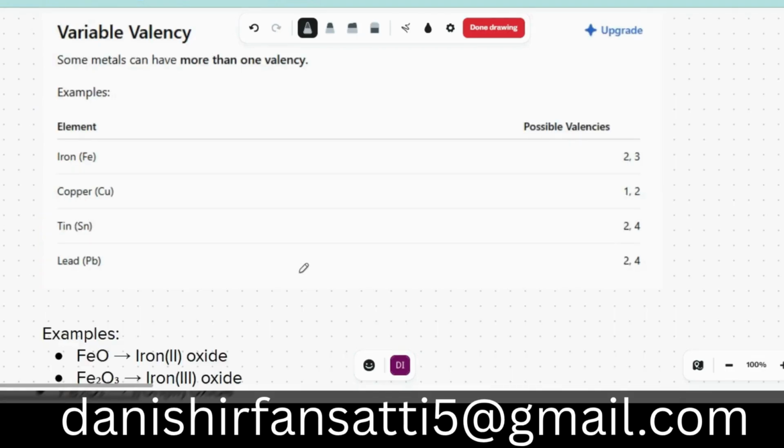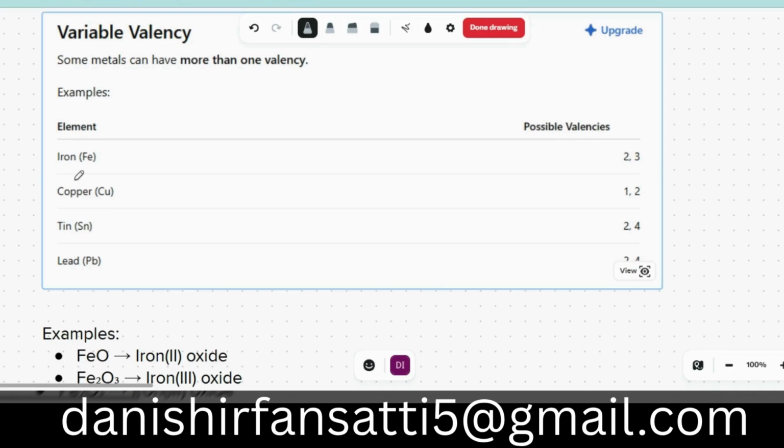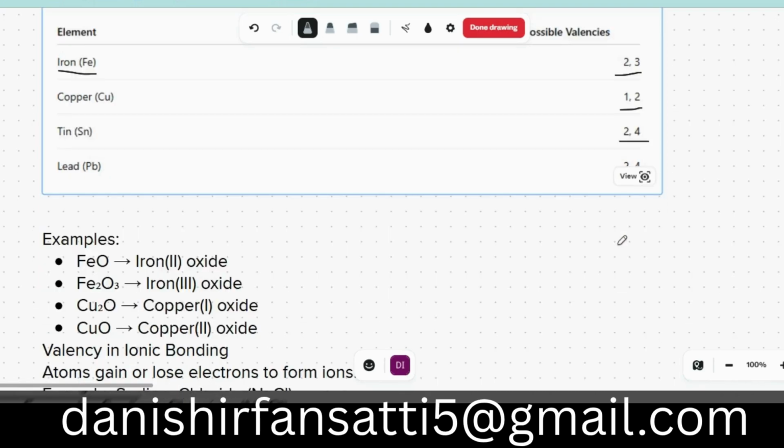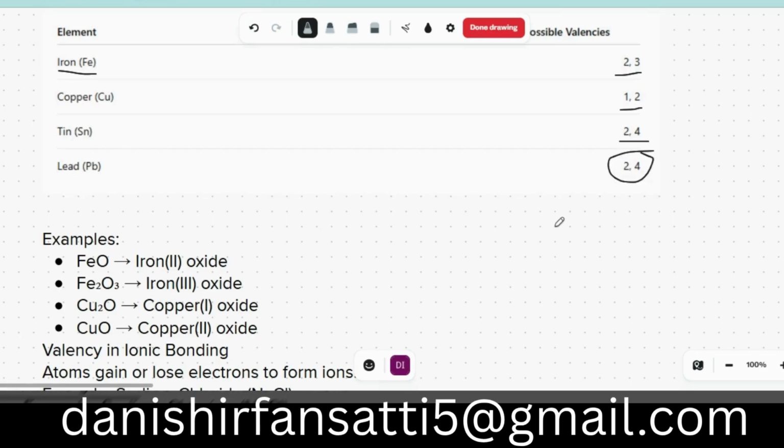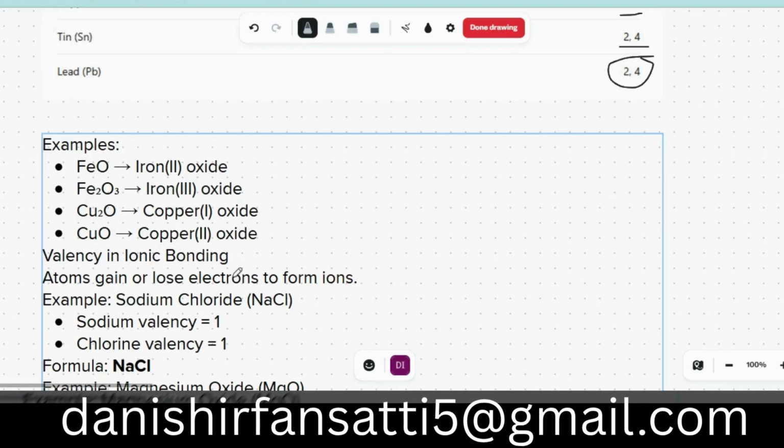Variable valency: some metals can have more than one valency. For example, iron can be in plus 2 and plus 3 forms. Copper can be plus 1 and plus 2. Tin can be plus 2 and plus 4. These are, most of the time, transition metals. Lead is also 2 and 4.